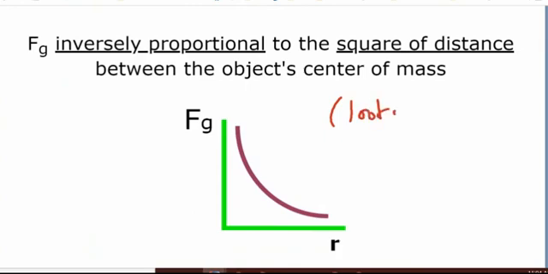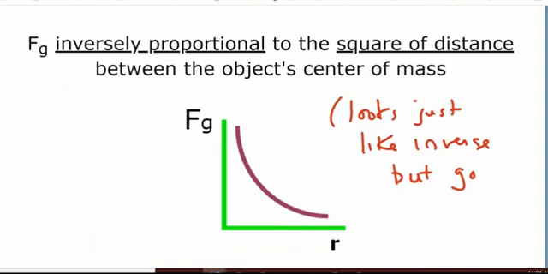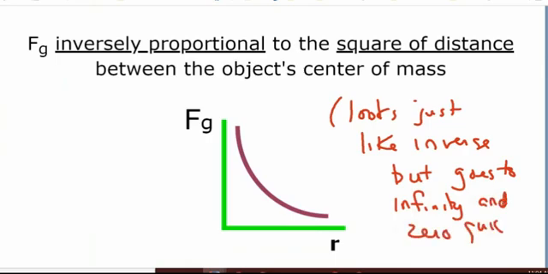It looks just like regular old inverse, but it goes to infinity and 0 quicker than inverse does. Well, the Regents want to know that you know that now. They just want you to know that both have similar shapes. Looks like the inverse, but goes to infinity and 0 quicker.